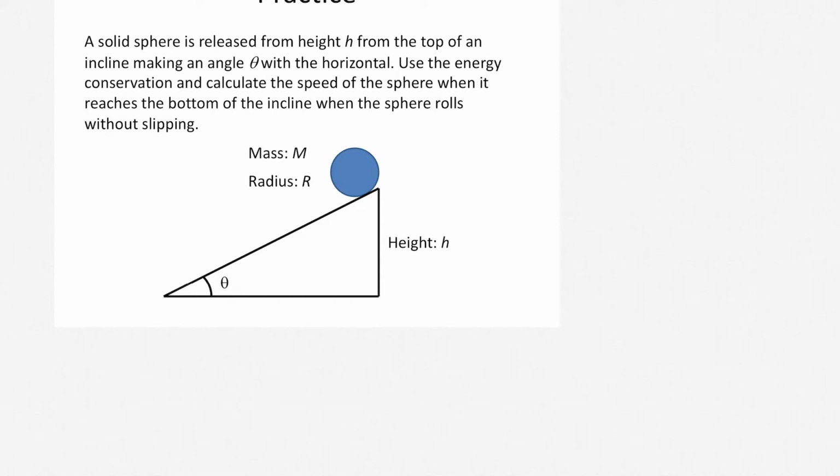So in this practice, a solid sphere is released from height h from the top of an incline, making an angle theta with the horizontal. Use the energy conservation and calculate the speed of the sphere when it reaches the bottom of the incline, when the sphere rolls without slipping.